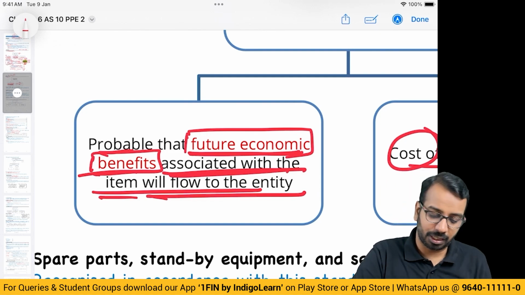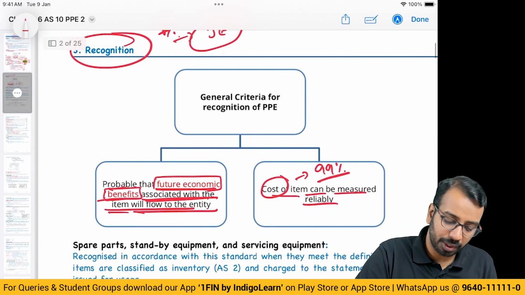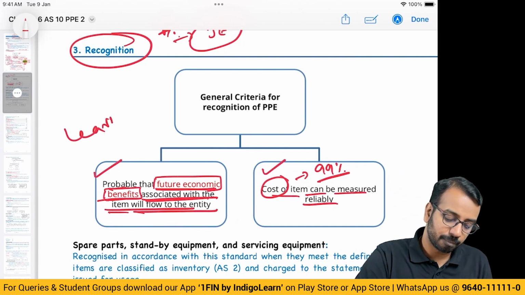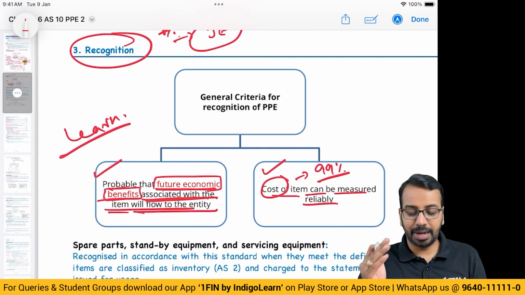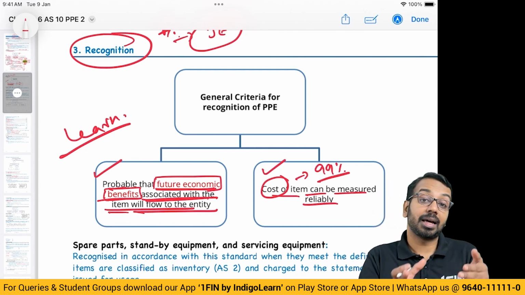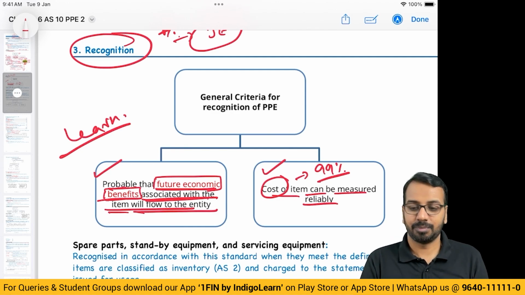So, that is the first thing. Two conditions. One, future economic benefits, two, cost can be measured reliably. Learn this. Spend time, learn this because you may have to use this in writing some theoretical answers, right?